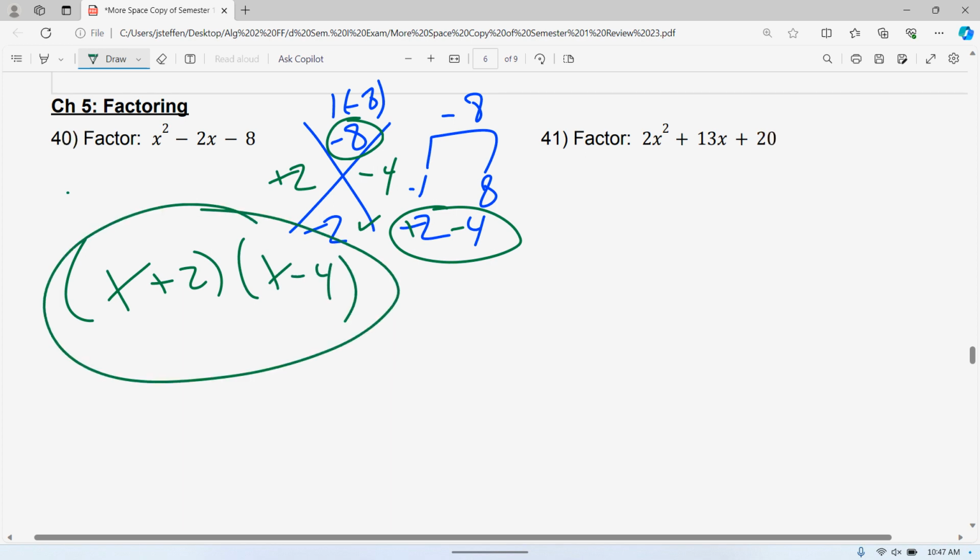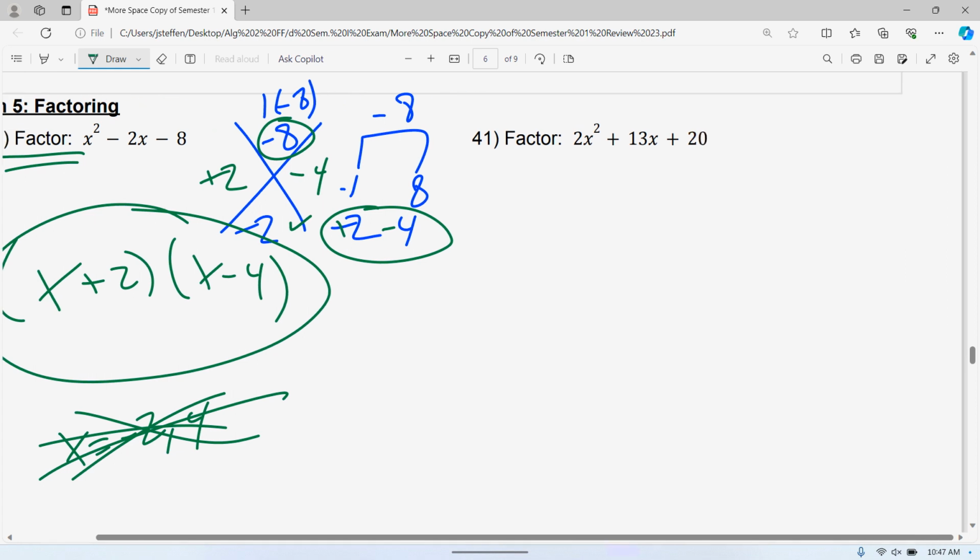Remember, these are not telling you to solve. So if you go ahead and put -2 and +4, that's going to be wrong. You need to make sure you're factoring, not solving. So read the instructions carefully. Don't mind that bell.